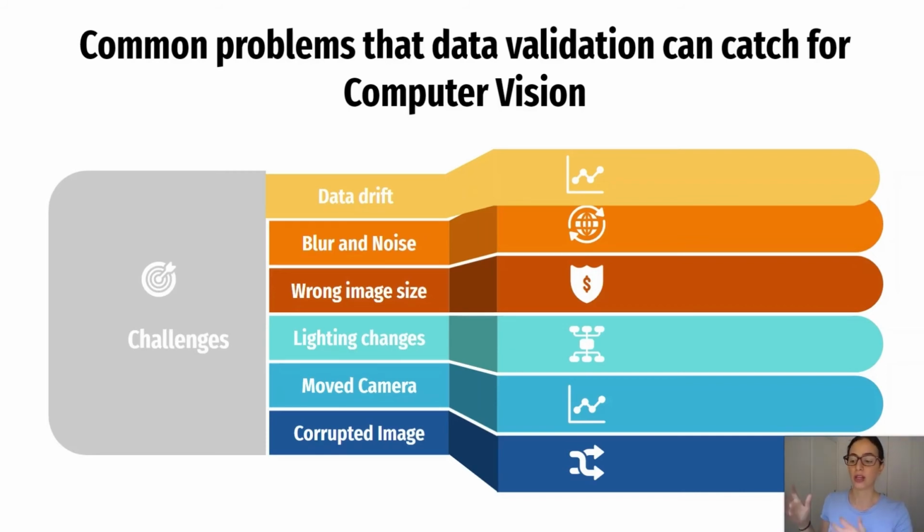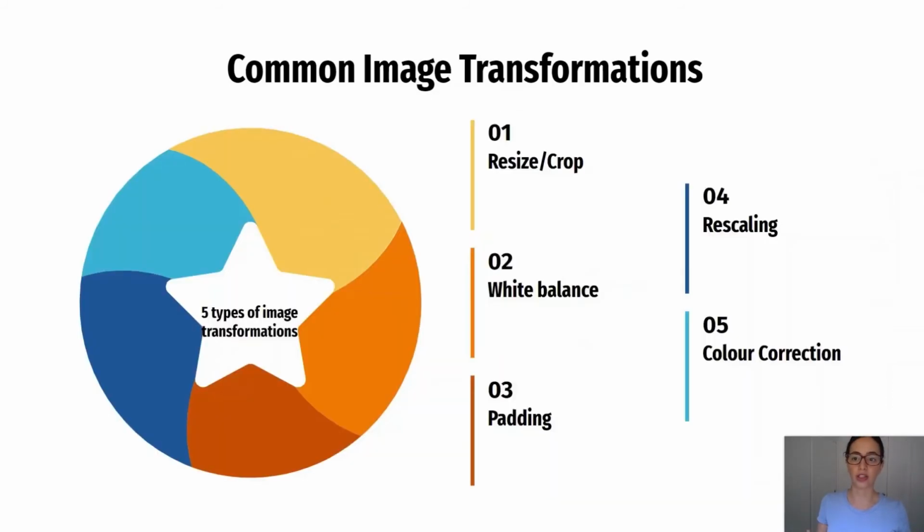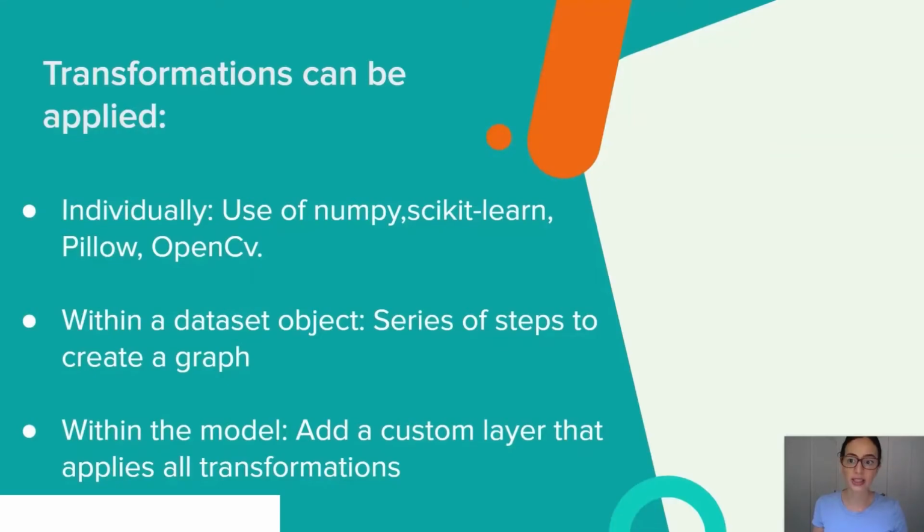So maybe we're seeing a lot of classes. A particular class has been increased in the data distribution. So this is also going to be a challenge for our machine learning model. But if we include data validation, we're going to be able to catch these errors and potentially even correct for them. So we can use image transformations like resizing, cropping, rescaling, adding a white balance, adding some color correction, including padding. And in this way, we're going to be able to ensure that the data that is fed into the model is high quality and is what we were expecting.